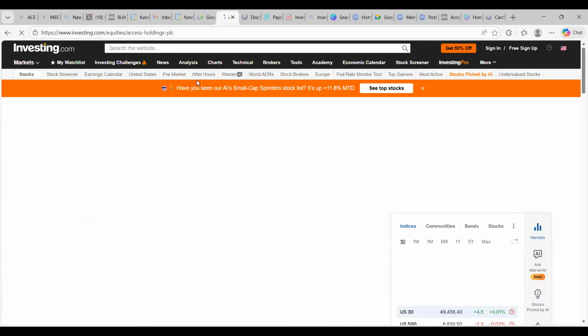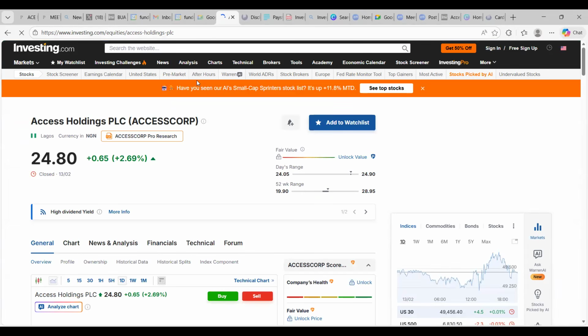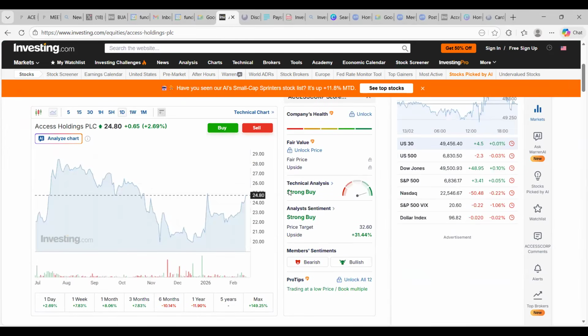This is you trying to compare what two analysts are saying so that you can make an informed decision. Just scroll down. These guys also believe that you should buy. Technical analysts said strong buy, strong buy. But their own target price says 32 naira, while the brokers' target price says 42 naira. So you now need to think about it.